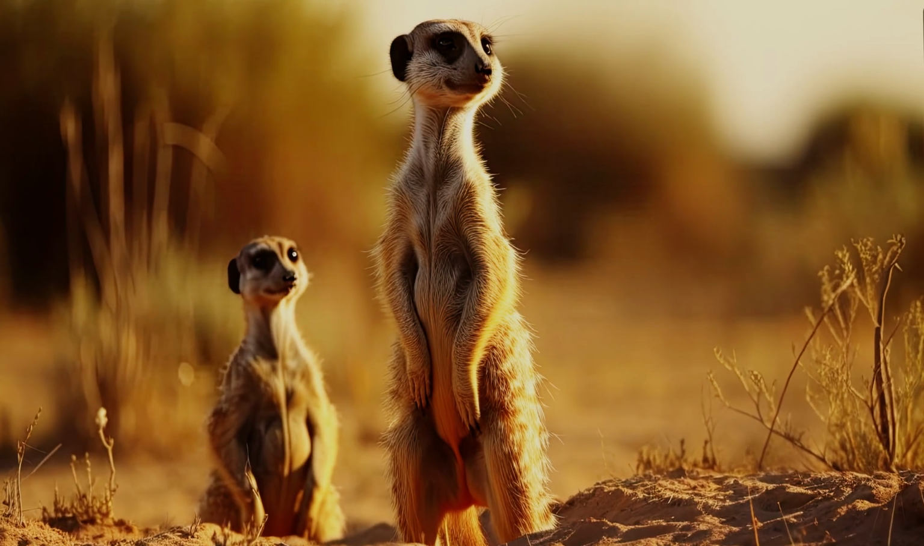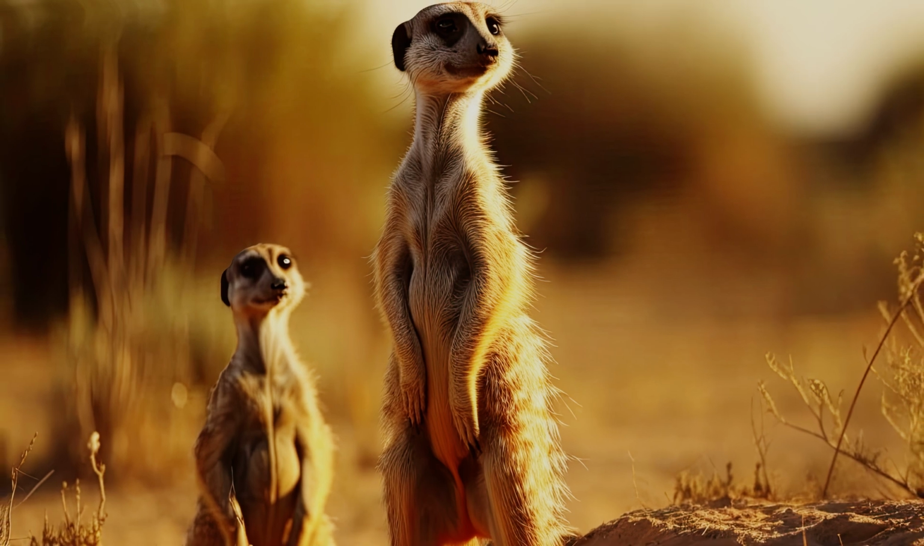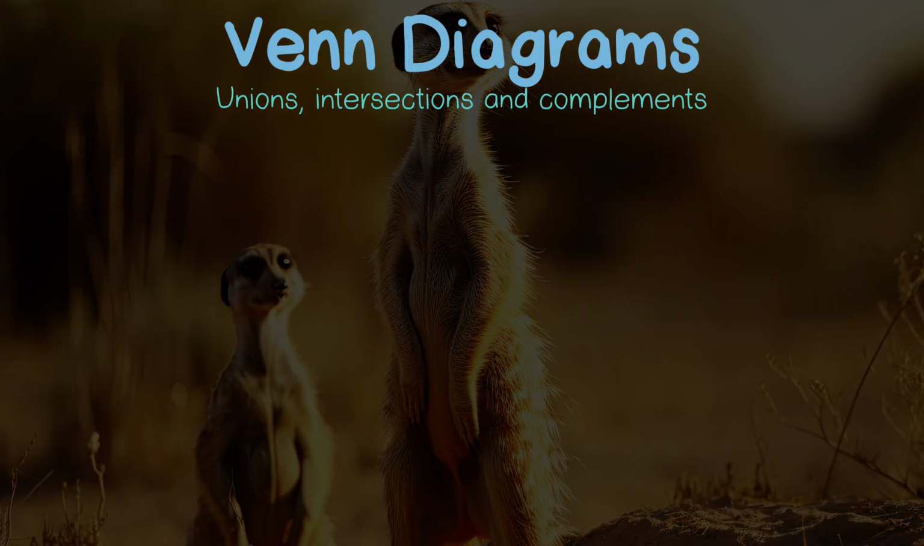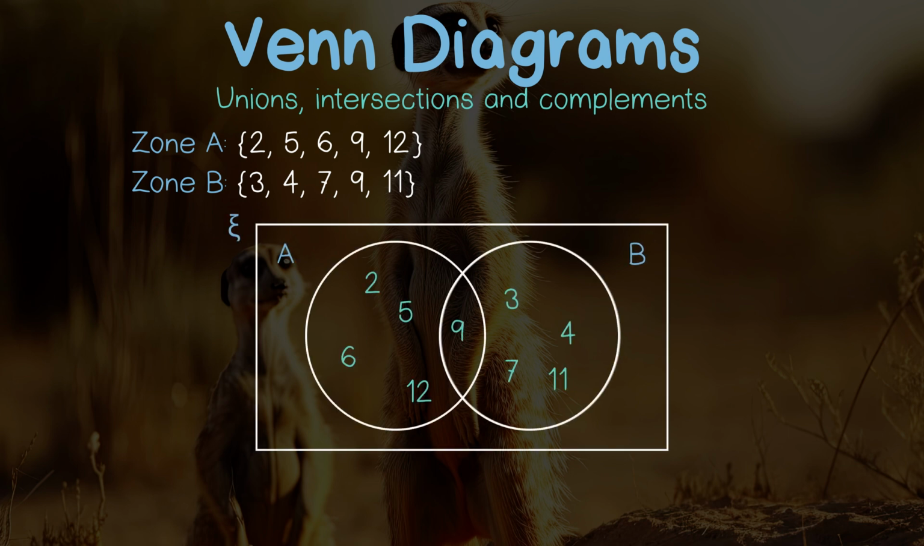Finally, we have some meerkats. A group of meerkats is called a mob, a gang, or a clan. We've recorded data on meerkat gang rivalries in neighbouring territories to find out which of these meerkats is causing the most trouble. This time, we want to find the complement of the intersection of A and B.